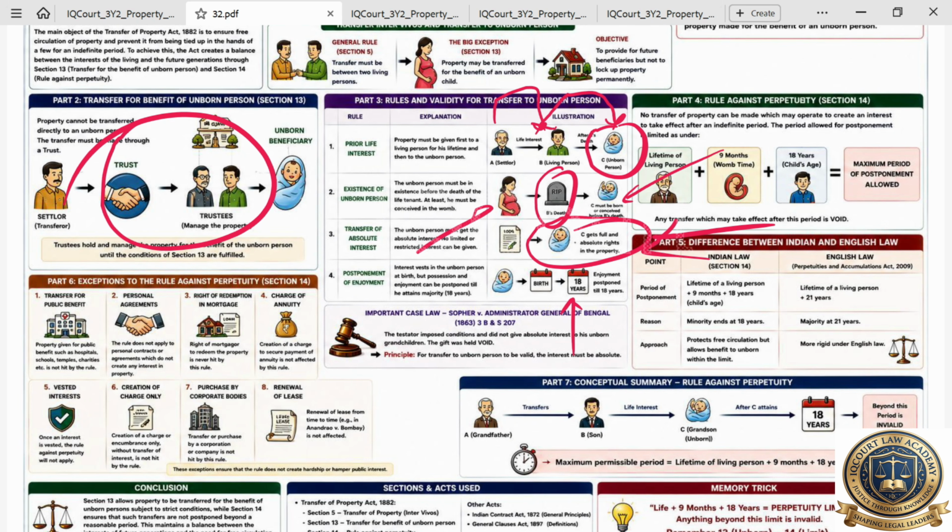See, the baby will get the full property rights. That means the property gets transferred to the baby, the unborn baby. But till the age of 18, the possession and enjoyment can be postponed.